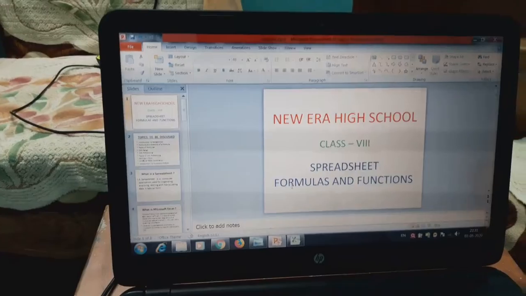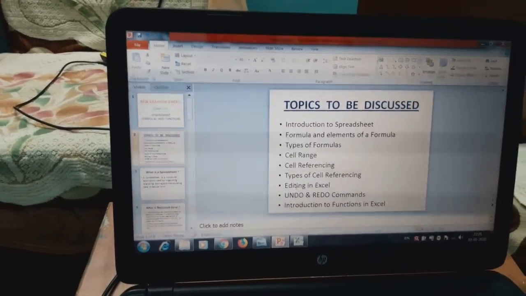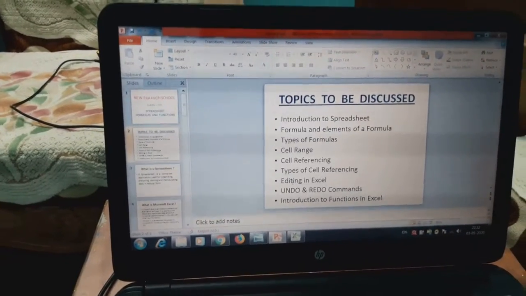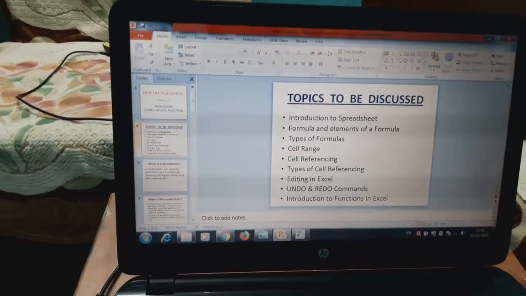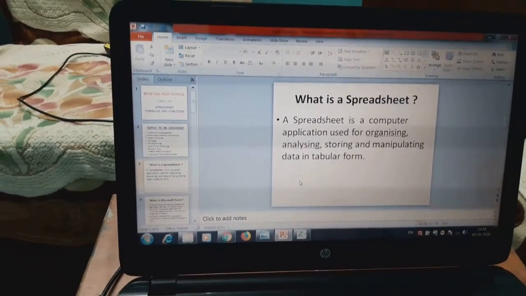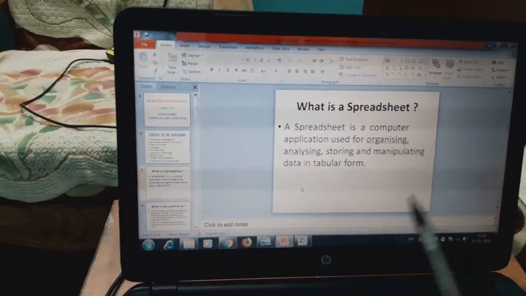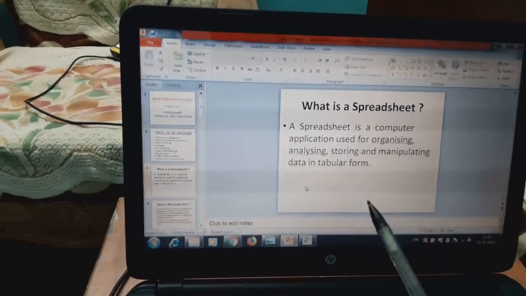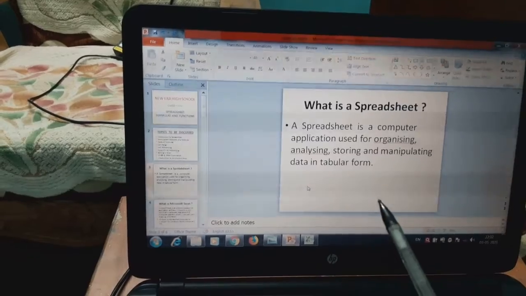That is spreadsheet formulas and functions. So in this video I am going to discuss the following points in this week. Okay, so first let us come to the first topic, introduction to spreadsheet. What is a spreadsheet? A spreadsheet is a computer application used for organizing, analyzing, storing and manipulating data in tabular form. Actually, it is used to store the record of large data.